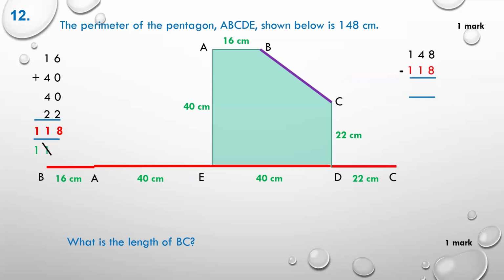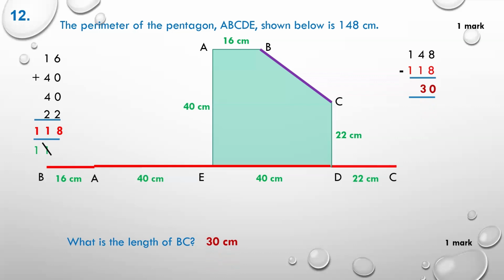And let's do some subtraction. 8 minus 8, that's 0. 4 minus 1 is 3. And 1 minus 1 is 0. So there's 30. So it means that the length of BC is 30 centimeters. And if we put it back in there and add all 5, it will give us the perimeter, which is written up on top as 148 centimeters.